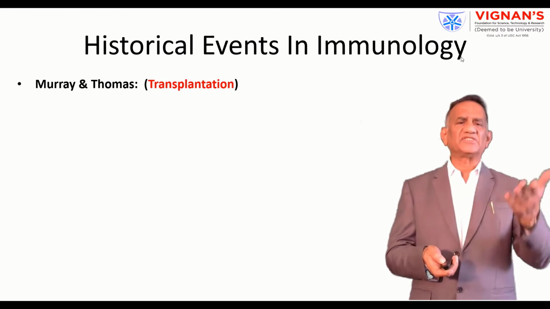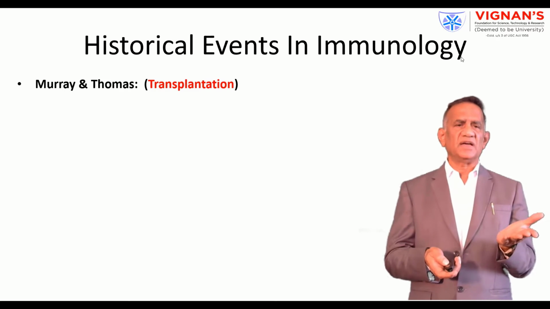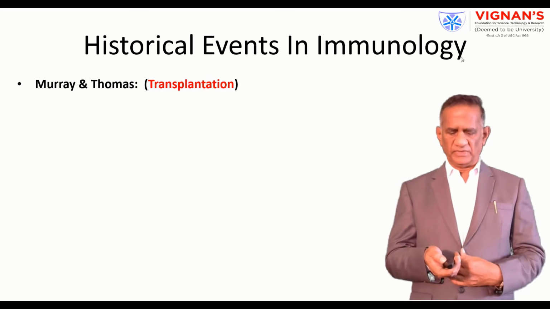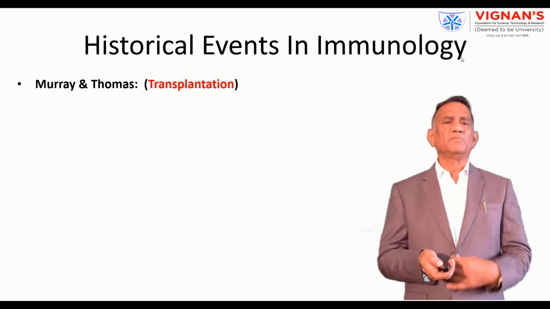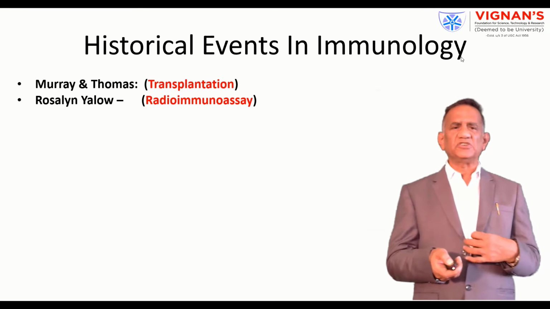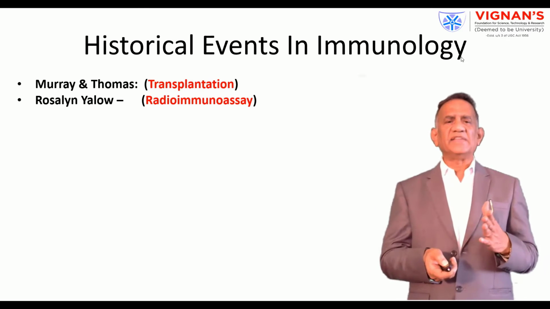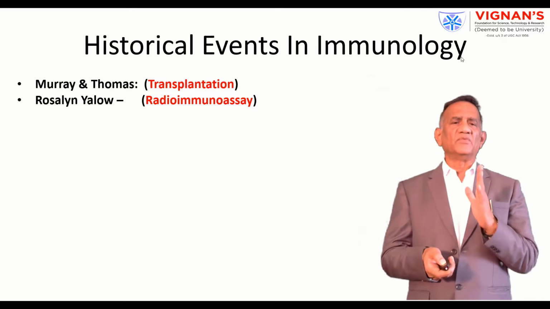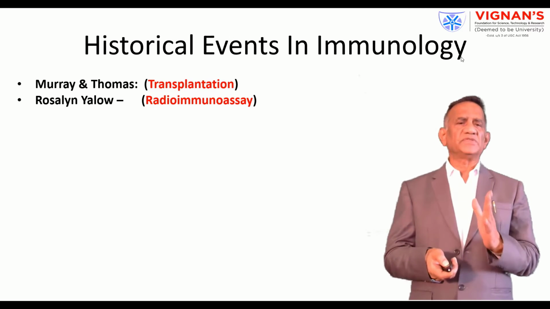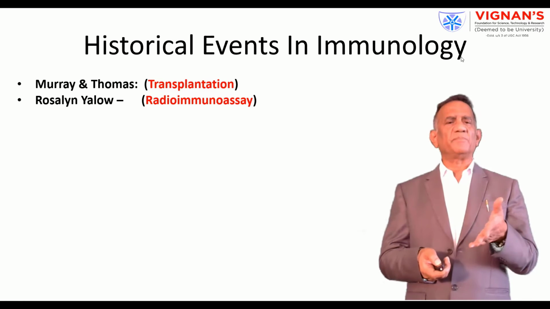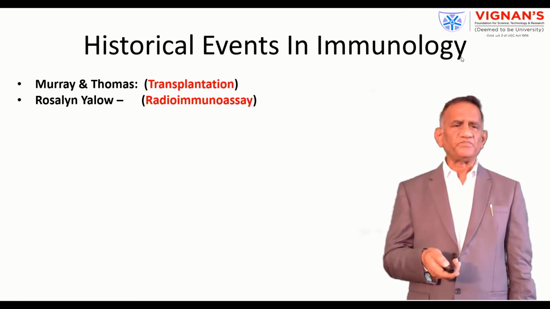If HLA matching is done, transplantation is possible. All that work was done by Murray and Thomas. And Rosalyn Yalow, a woman scientist, got the Nobel Prize for radioimmunoassay. Nowadays, this is being modified as ELISA, enzyme-linked immunosorbent assay. In every nook and corner of the world, we can evaluate using the rapid test kit, which is based upon the ELISA technique.